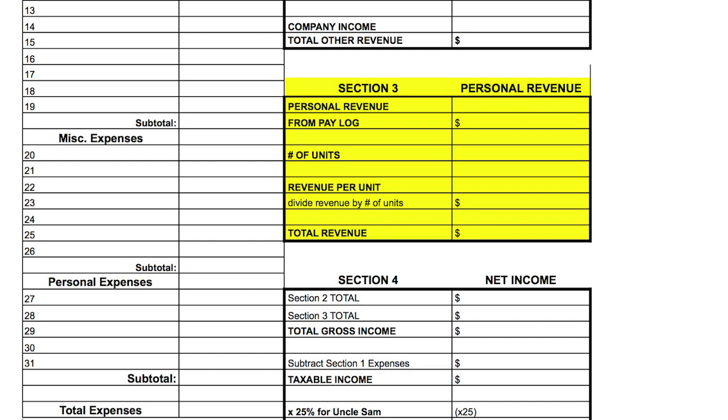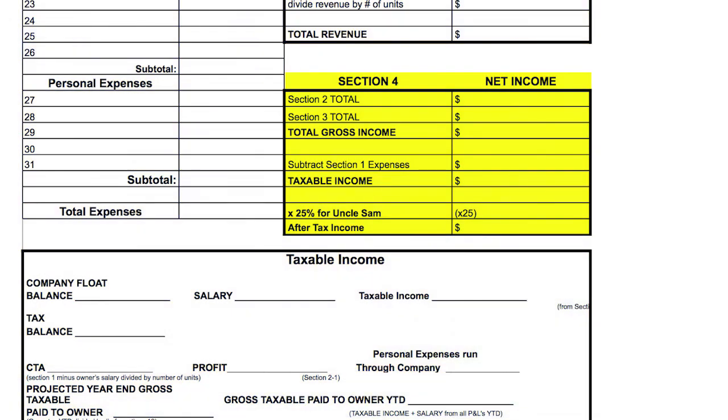So you put that all in there, and then section 4 is where you're going to bring it all together and do the math. So you've got your section 2 total, fill that in. You got your section 3 total, fill that in. For your total gross income, add the 2 together to get that number. Then it says subtract section 1 expenses. Write your section 1 total expenses on that line. And then taxable income is the math. You take your total gross income minus section 1 expenses to get your taxable income.